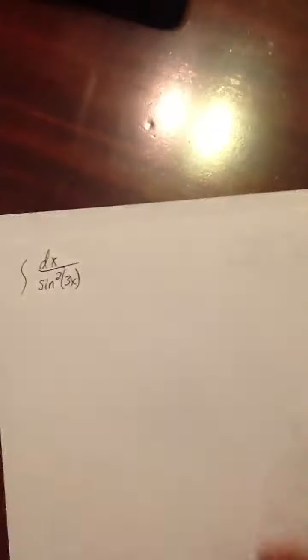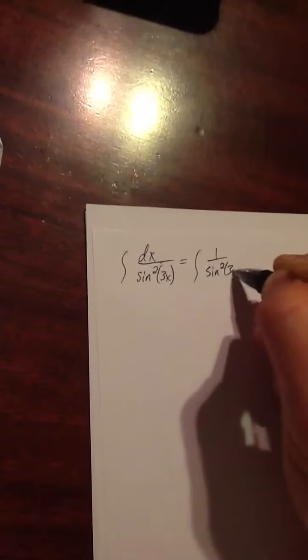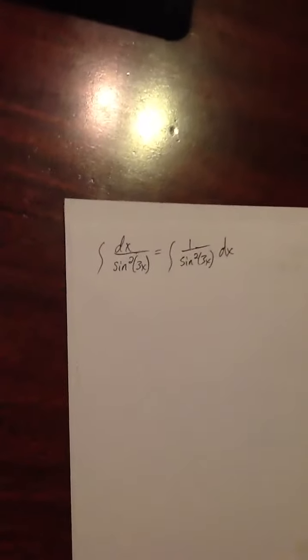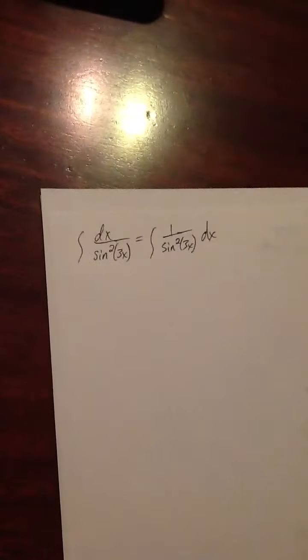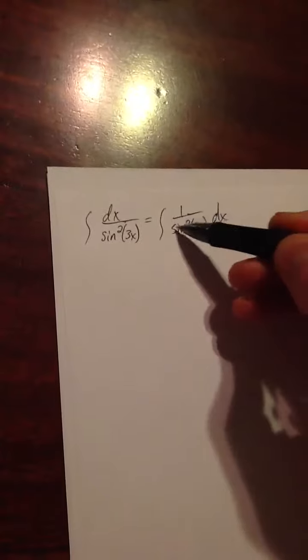Let me show you one more, where you might have to change something. Let's see. dx over sine squared of 3x. So something like that. The first thing I did here was rewrite it as 1 over sine squared of 3x dx. You don't always have to do that, like we saw in that one from last night's homework, but sometimes it helps. And the reason I know this helps is because I see 1 over sine squared.